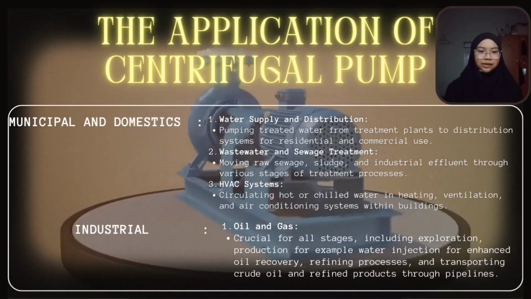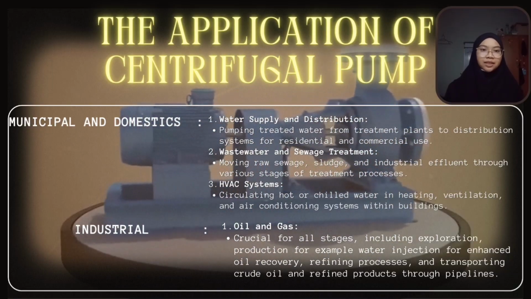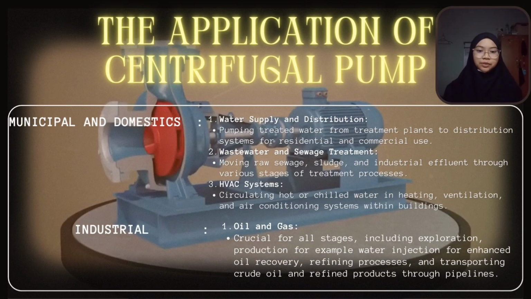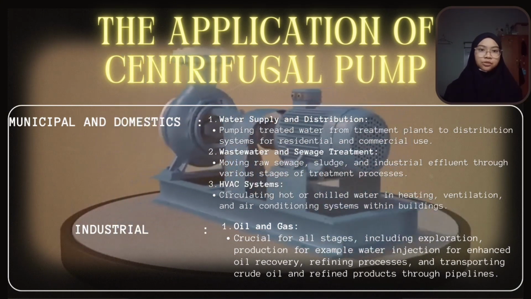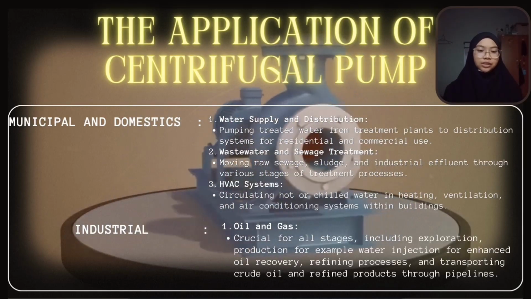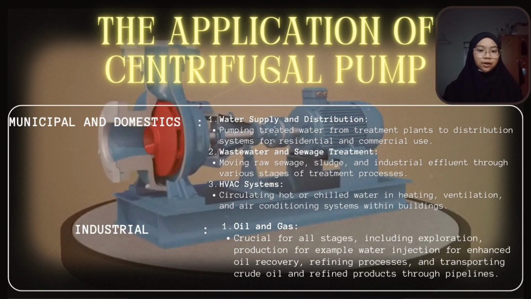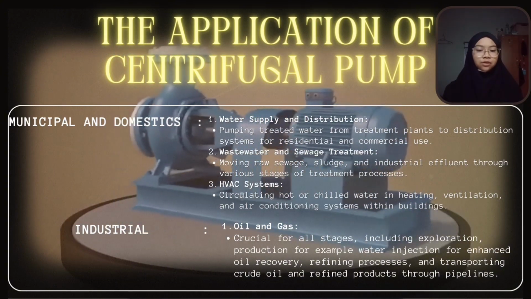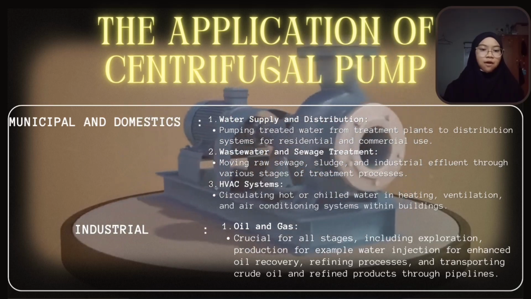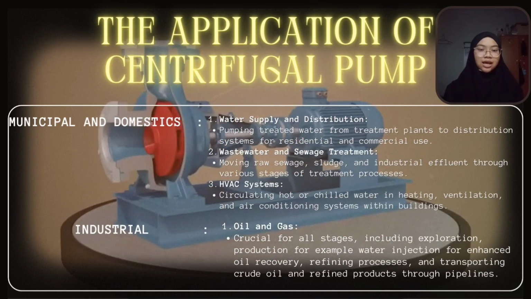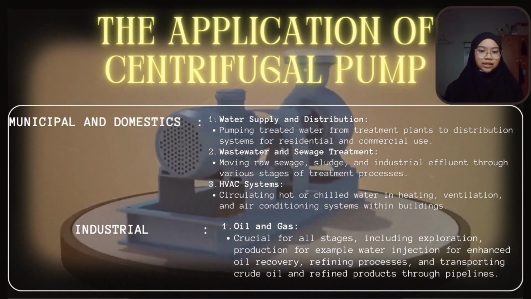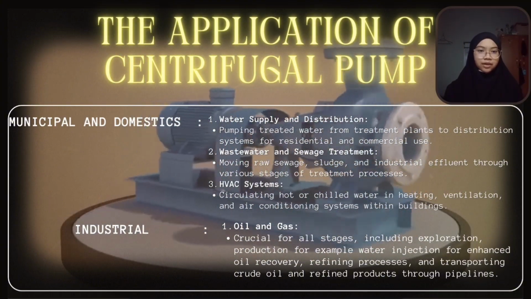Next, I will explain the applications of the centrifugal pump. The first is municipal and domestic. Water supply and distribution, which is pumping treated water from treatment plants to distribution systems for residential and commercial use. Next is wastewater and sewage treatment, moving raw sewage, sludge, and industrial effluent through various stages of treatment processes. And lastly is HVAC systems, circulating hot or chilled water in heating, ventilation, and air conditioning systems within buildings.